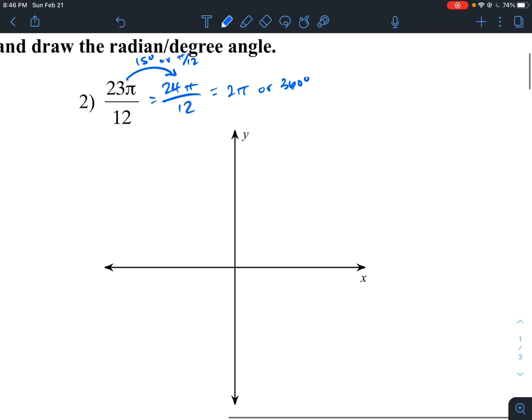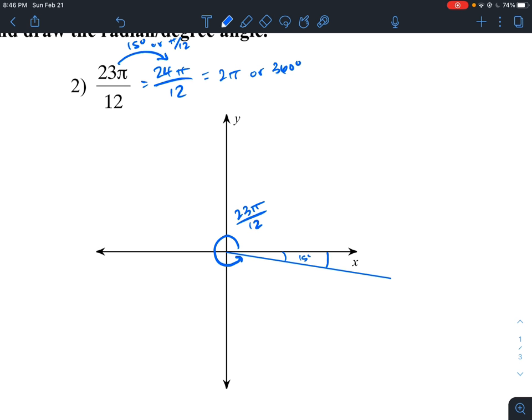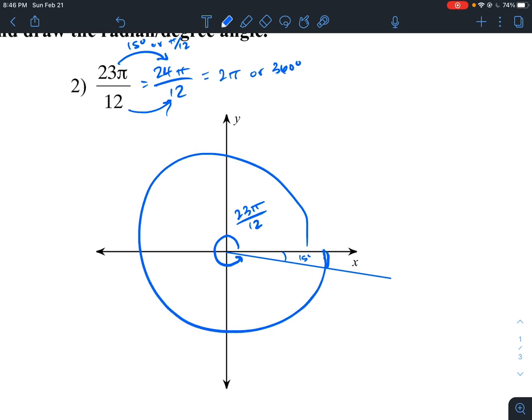So that means right here, this angle will come out to be 15 degrees. This angle right here is 23 pi over 12. And this last 15 degrees is what would get me to 2 pi, or a full circle. Like that. Now I still want you guys to convert.